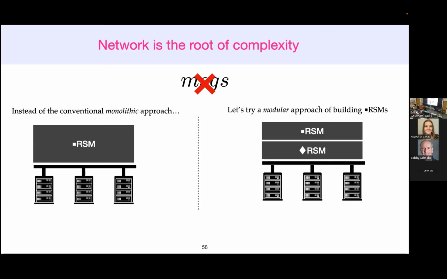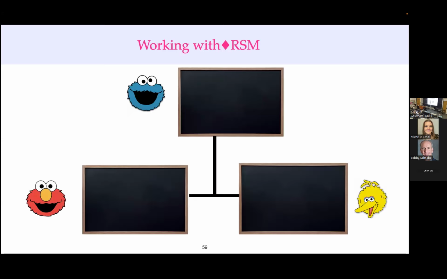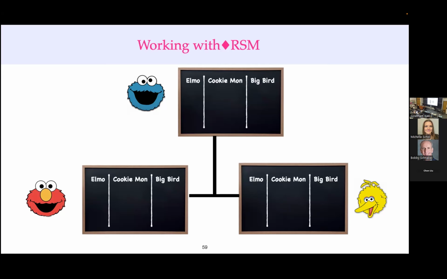The best way to think about this is to assume that you have a blackboard. Let's say here there are 3 characters: Elmo, Cookie Monster, and Big Bird, trying to play a game. So they have a blackboard, right? Let's say they decide to divide the blackboard into various columns, and they try to play rock, paper, scissors, right?